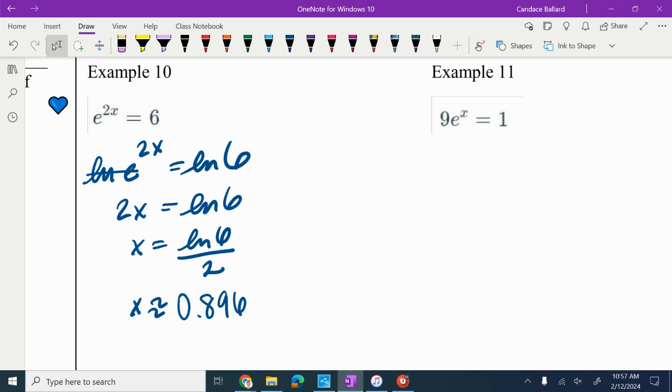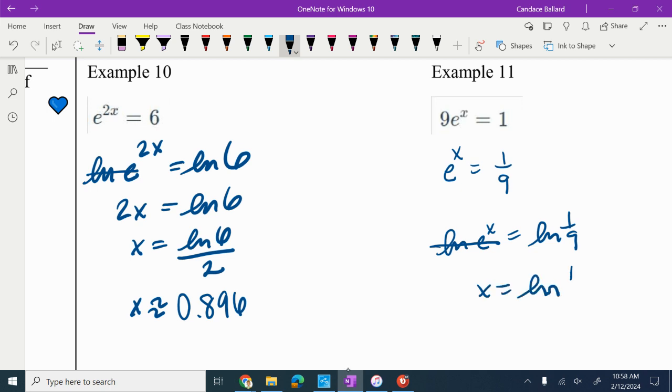Now, on example 11, notice how there's a coefficient in front of the E. I have to move that first before I can natural log both sides. So how do I move the 9? Divide it. So 1 divided by 9. All right, now I have an E. I don't know how to solve for that. What do I need to do to both sides? Natural log both sides. So natural log of e to the x equals natural log of 1 over 9. What happens with the e and the natural log? Cancel. So I get x equals the natural log of 1/9.